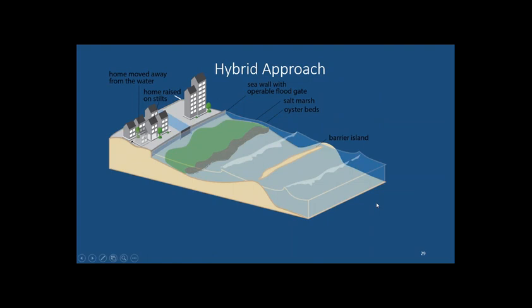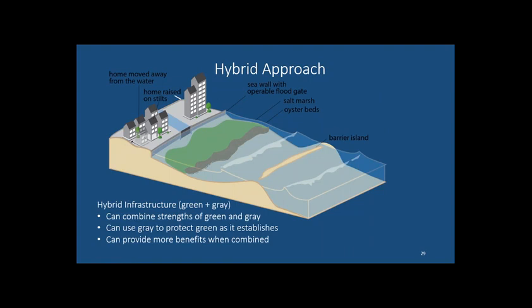Now, the other thing that my colleagues and I discovered as we were doing the research trying to better understand natural infrastructure was that there's some really neat stuff happening with hybrid approaches where you might combine some green infrastructure restoration with perhaps a seawall with an operable floodgate or some other built structure to provide some additional benefits when a storm is approaching. And so the neat thing about hybrid infrastructure is it combines the strengths of green and gray. And you could even consider using gray infrastructure to protect green infrastructure as it's getting established.